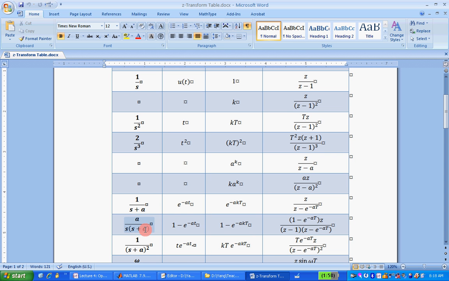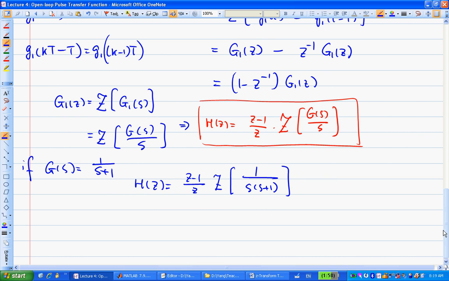Okay, so the A value here is 1, and this is the corresponding Z transform. Let's write that down. So this Z transform according to the table is 1 minus e to the power of negative capital T, times Z over (Z minus 1)(Z minus e to the power of negative T).